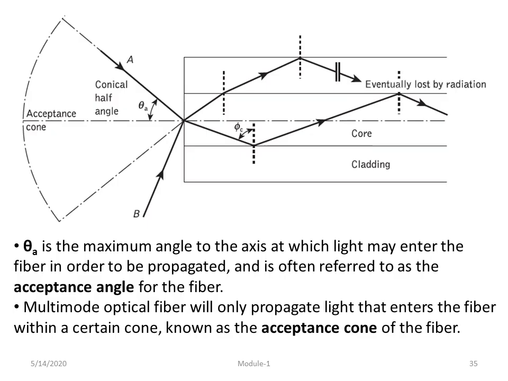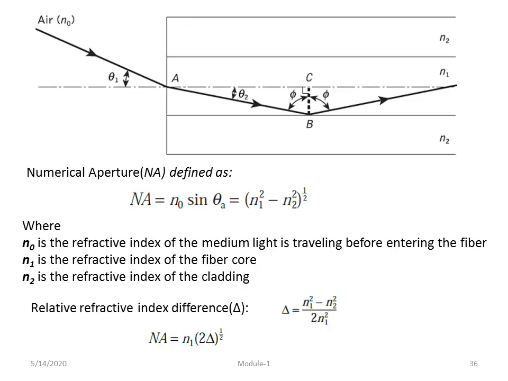After the derivation, we will get numerical aperture equal to n0 sin theta a, or the square root of n1 square minus n2 square, that is, n1 square minus n2 square to the power 1 by 2. That is the equation for the numerical aperture. Already we have given the derivation for numerical aperture using ray theory. It has been asked for 7 marks.